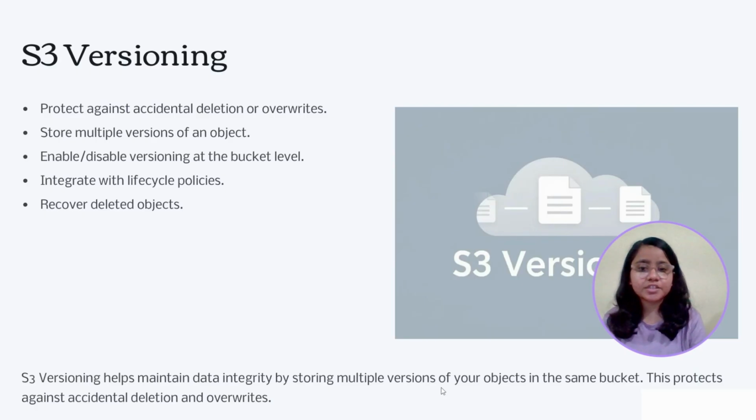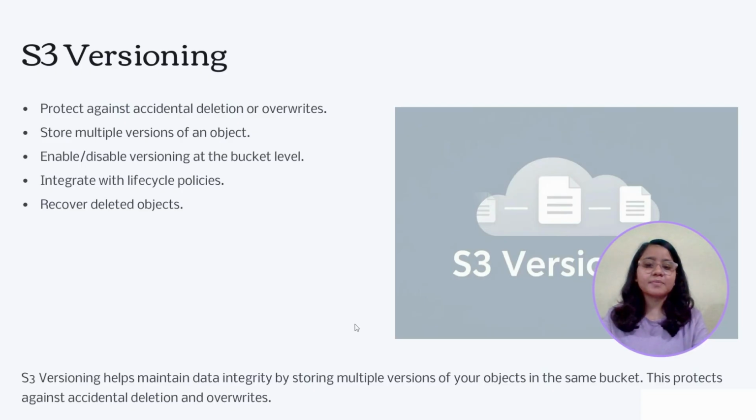Now, S3 versioning. To protect your data from accidental deletion or overwrites, S3 provides versioning. This allows you to keep multiple versions of an object within the same bucket. With versioning enabled, you can recover objects if they are accidentally deleted or overwritten. You can also manage older versions using lifecycle policies, which we will discuss next.